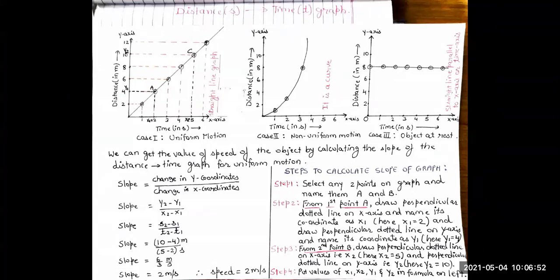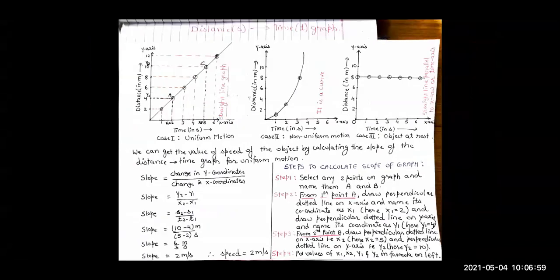Okay, so this is your distance time graph. As you can see, here we are having the graphs for the three different cases: uniform motion, non-uniform motion, and for object at rest, right? Now let's start with the third case first. Object at rest. Object at rest means, children, the object is not moving.